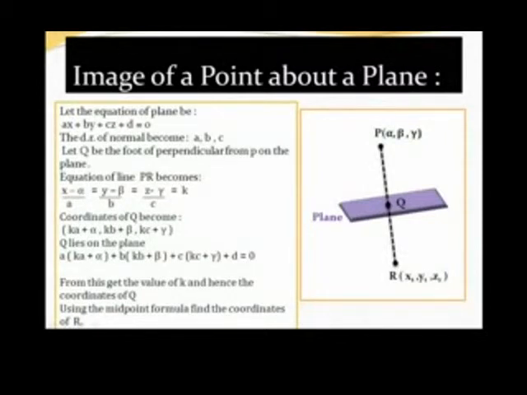Now, let us say that the equation of plane is ax plus by plus cz plus t equal to 0. Now, the direction ratios of the normal become a, b, c, because a, b, c represent the direction ratios of the normal.